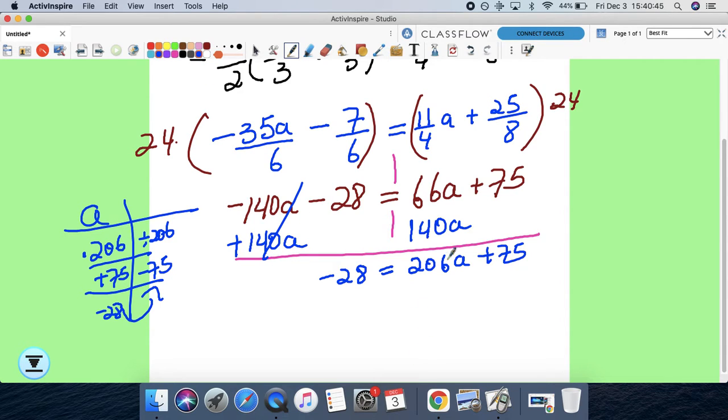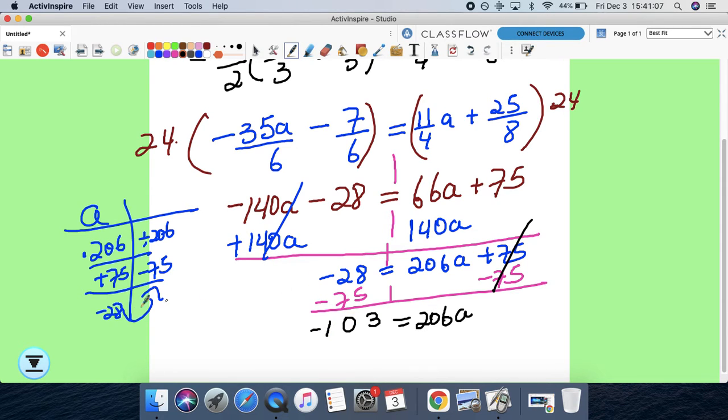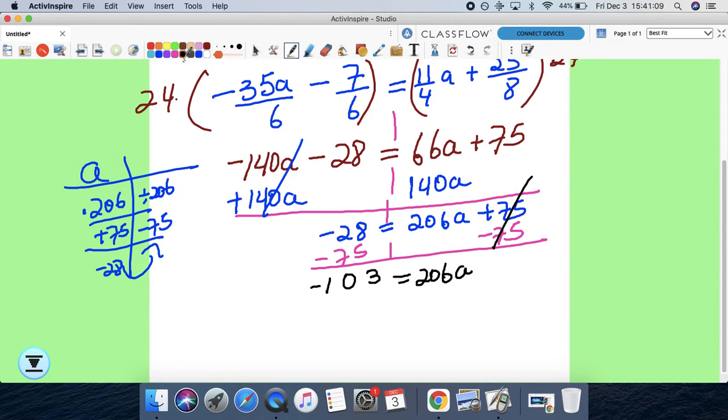Again, remember, we want a all by itself, and in order to do that, 75 has to go away and the 206 has to go away. So let's subtract 75 from both sides. That goes away, I'm left with 206a here, and on the other side I get negative 103. Okay, so the next thing I'm supposed to do is divide both sides by 206.